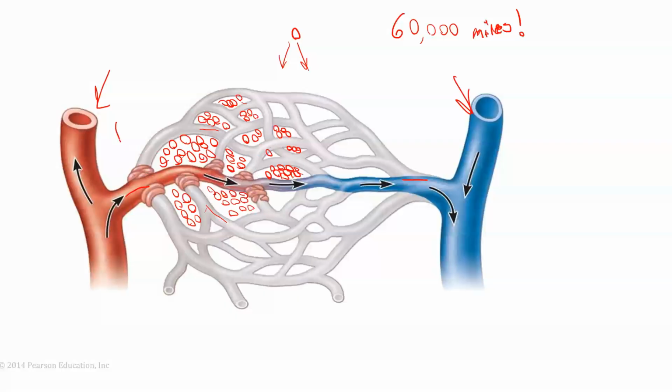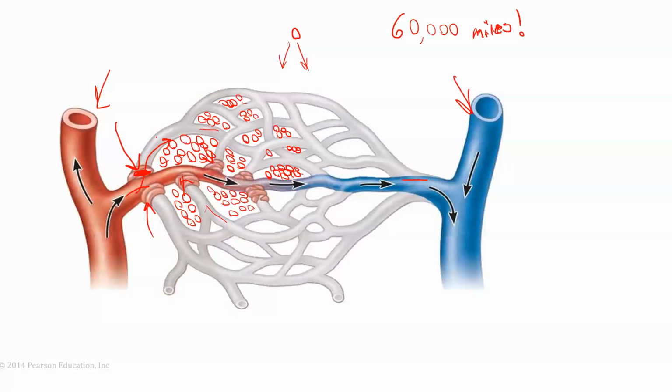To perfuse these cells, there are these little gateways that can open and close to allow blood to pass through. These are called precapillary sphincters. At times, your cells might need some stuff, and so these would open and blood would squirt through. At other times, your cells are happy, and so these would shut. The muscles would squeeze and close the tube so that blood doesn't flow through the capillary.